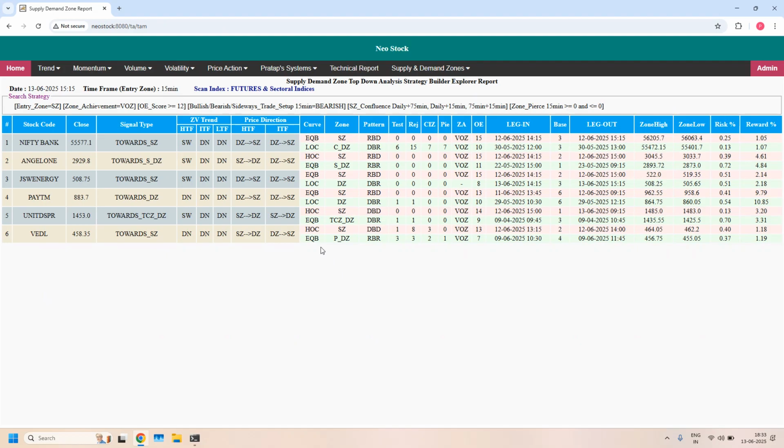In these 6 stocks, all these 15-minute supply zones are overlapped with 75 minute supply zone. Both together again overlapped with daily supply zone. Sorry, 15 minutes with 75 minutes, both together with daily supply zone confluence. And the daily trend is down in only 2 stocks. Let's verify if any of these 2 stocks daily supply zone having daily EMA or not.